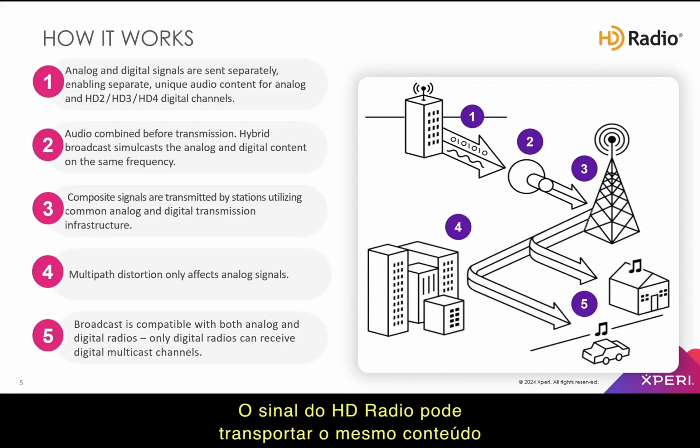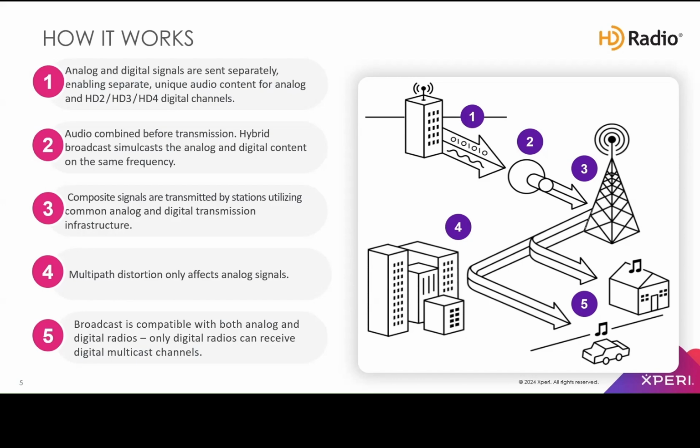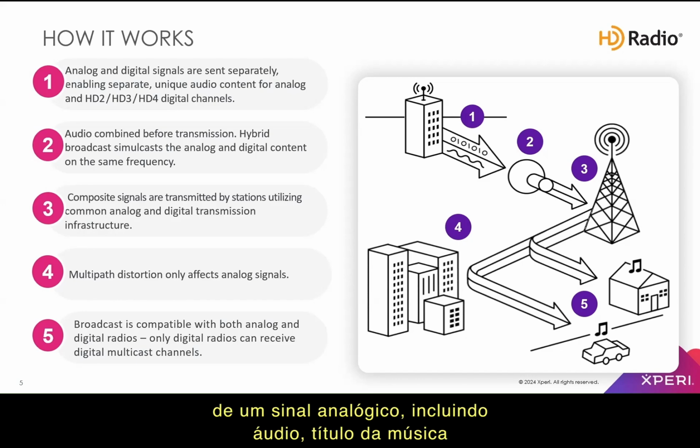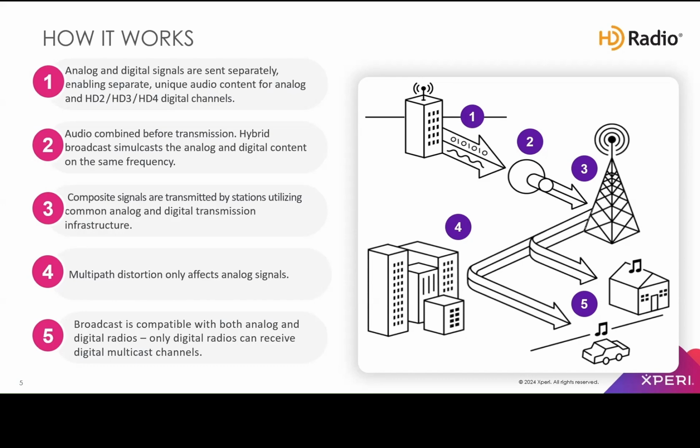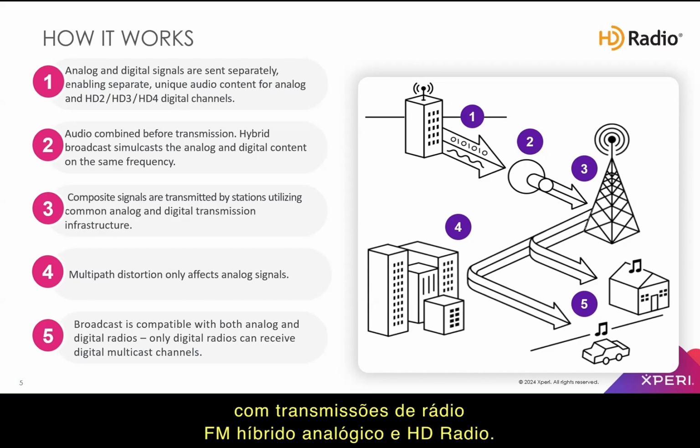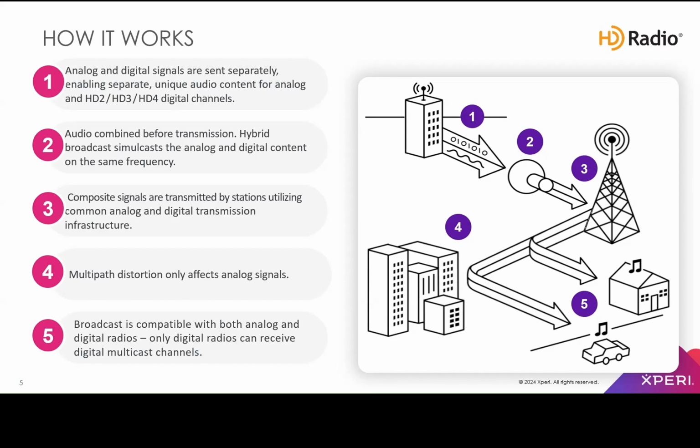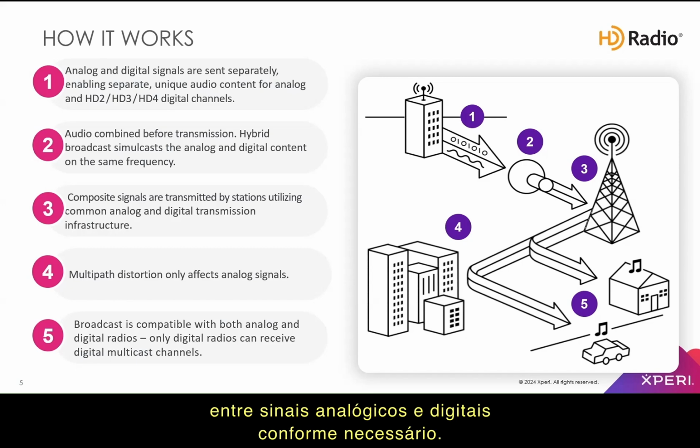The HD Radio signal can carry the same content as an analog signal, including audio, song title, and artist metadata. It can also offer additional audio channels and other digital content such as images or unrelated data. Analog radio receivers are compatible with hybrid analog FM and HD Radio transmissions, and HD Radio receivers can switch between analog and digital signals as needed.